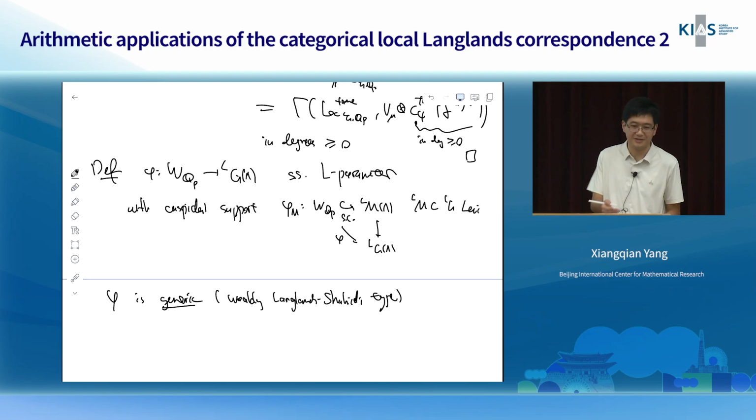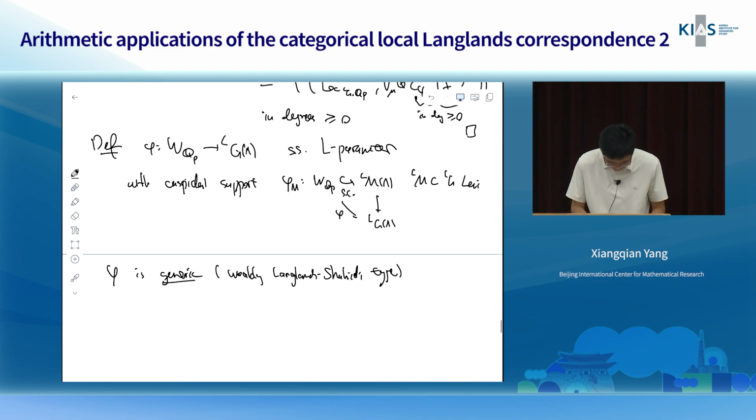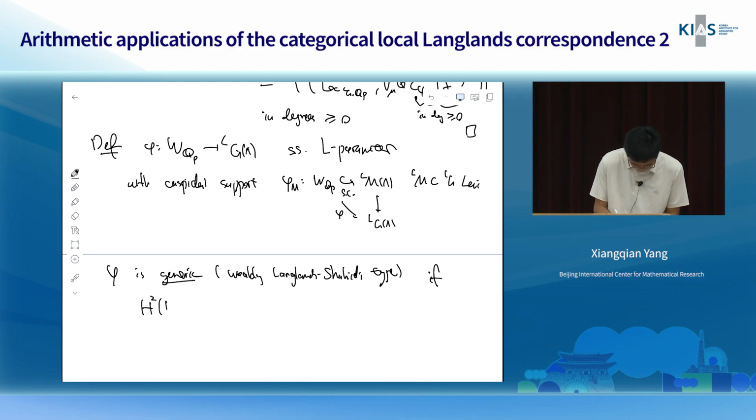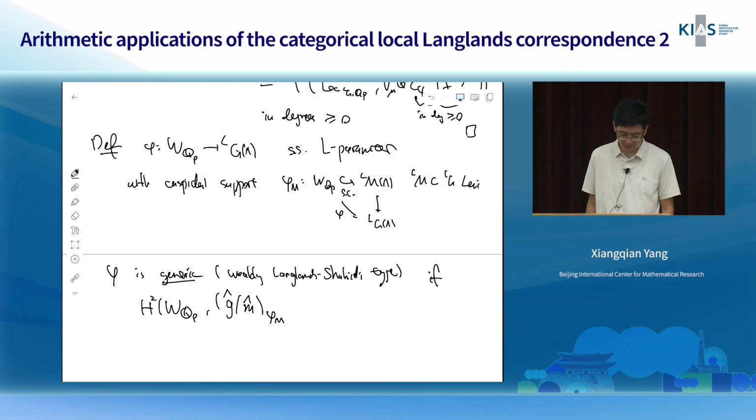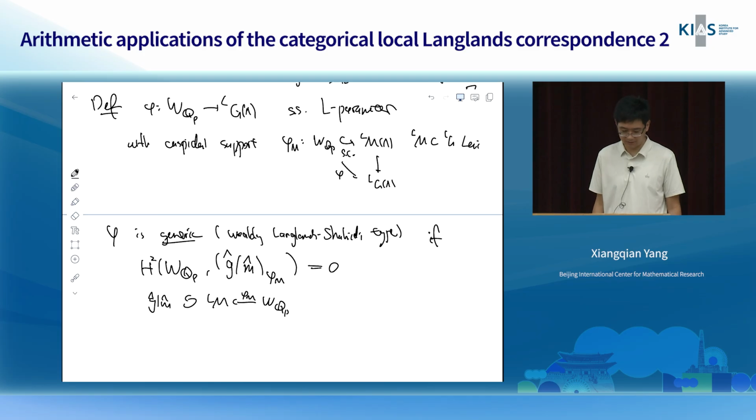And I forgot, so how do you call it? Generic, good. And so if the following conditions hold, we can consider H2 of the Weil group cohomology on the following space. We can take the algebra of G-hat quotient by the algebra of M-hat, and then take the phi M part. This is trivial, where this G-hat mod M-hat carries an adjoint action by L M. Conjugating with phi M, you get an action of the Weil group on this vector space, and we ask that this H2 vanish.